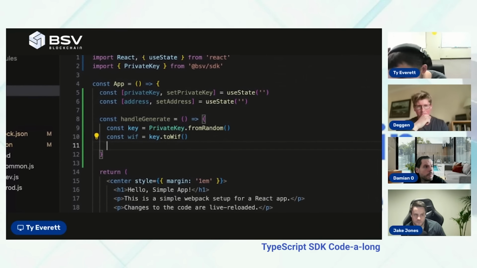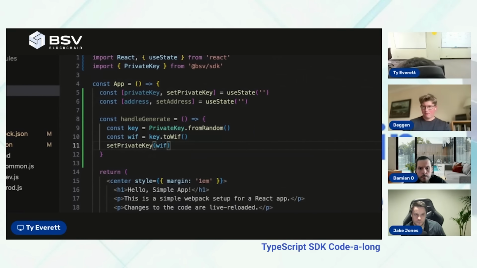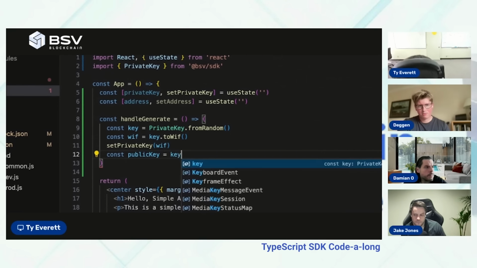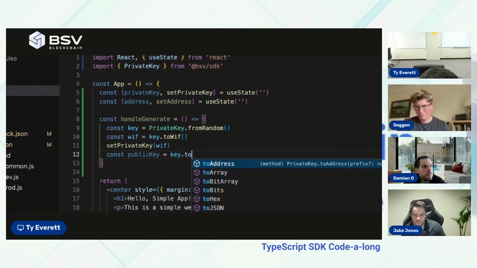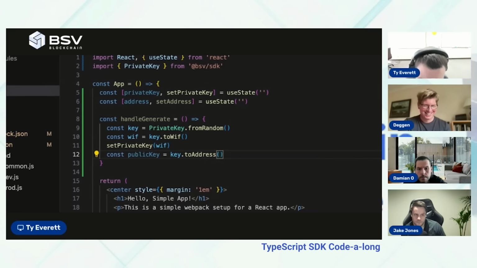And then now we can just set private key to the WIF value. And of course we also want a public key and an address. So we'll just say public key equals key dot to... wait, do I have to address? Oh, I guess I do have to address. I added that. Very cool. Convenience functions do help, and we want to make sure that developers have the best experience possible.